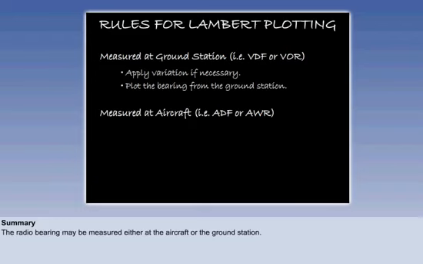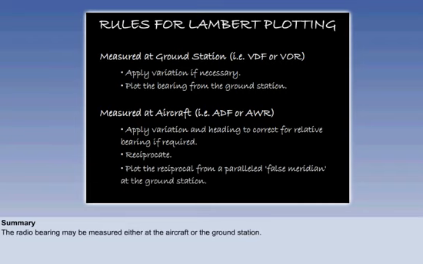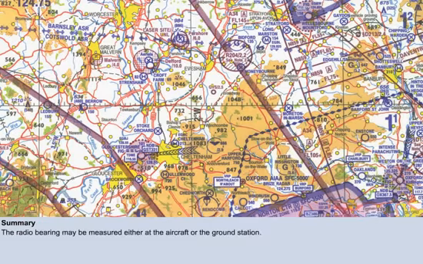For bearings measured at the aircraft, that is, ADF or Airborne Weather Radar, apply magnetic variation at the aircraft and heading to correct for relative bearing if required, in order to obtain a true bearing from aircraft to ground. Reciprocate. Plot the reciprocal from the paralleled false meridian at the ground station. This completes all of our work on the Lambert's chart.